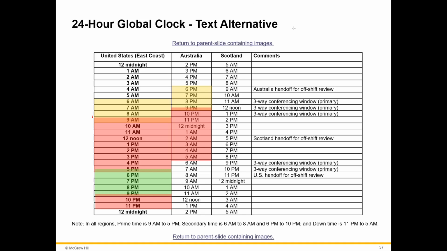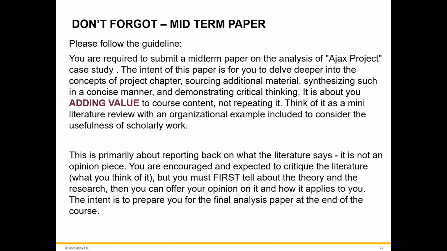All right. So nonetheless, guys, don't forget to submit to me your midterm paper, the Ajax project. The midterm paper is beautiful because if you do well in it, it's the same way I'm going to mark your final paper. The final paper is different because there's no Ajax, there's no trend, there's no scenarios, and there's no questions.